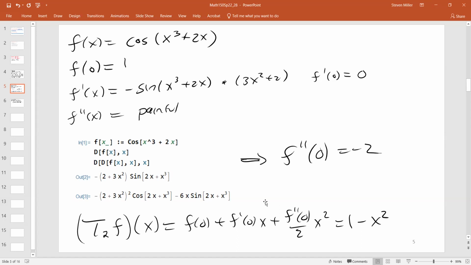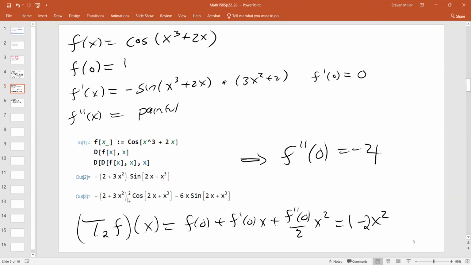If you look at this, this is why I need glasses. There's a 2 over here by the 2 plus 3x squared. What is f double prime of 0? It's not 2, it's what? What's f double prime of 0? -4, not -2. So this should be -4 over 2, so it should be 2x squared.